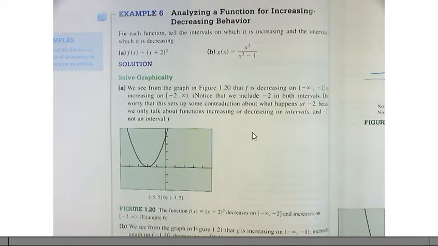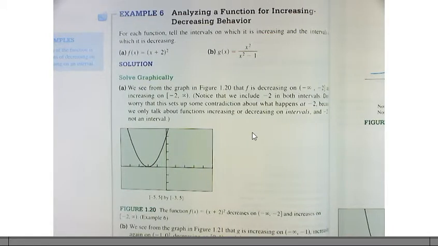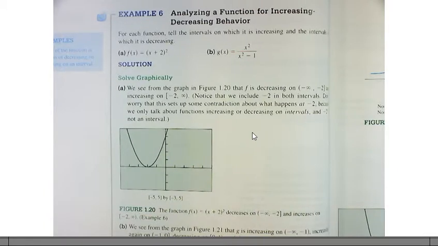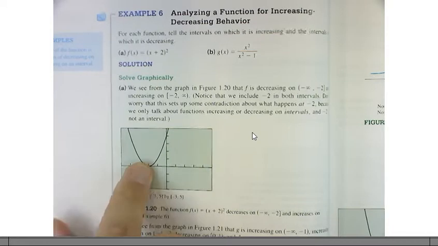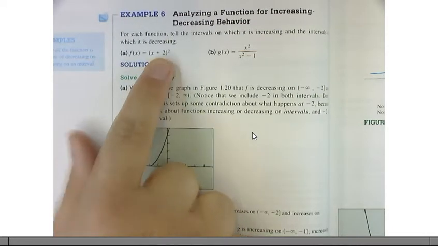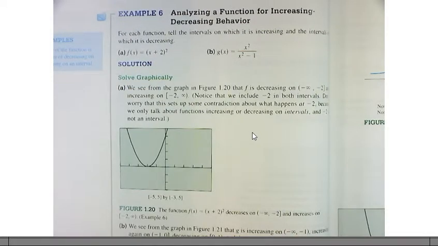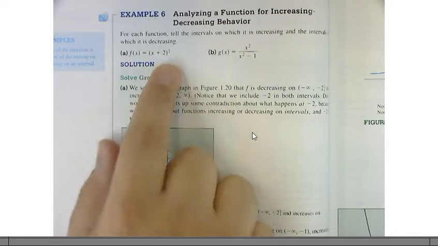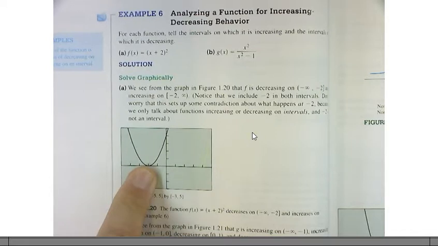Okay, so for example number 6, it says for each function, tell the intervals in which it is increasing and the intervals in which it is decreasing. So as I look at this graph, we've got x plus 2 squared, and that's a parabola, right? Whatever number I plug in for x, it's going to give me a parabola shape. It's a parabola that's shifted to the left 2 units. You guys remember that? So since it's shifted over to the left 2 units, it's just a basic parabola, right?